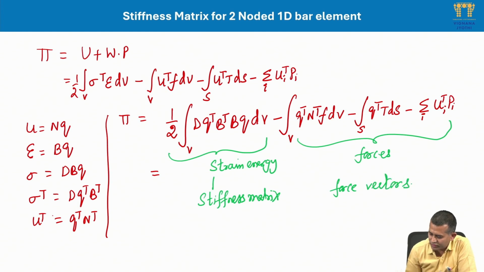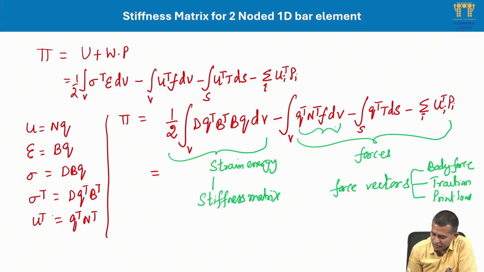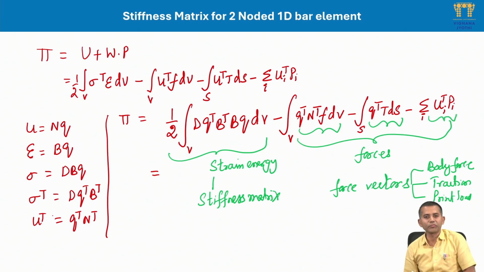So these force vectors will have, one is a body force, so you will get a body force vector, and you will have another, tractions, that means they are surface forces, and you have point loads. This expression will give you the body force, this expression will give traction, and this one will give you point loads, right? So now we'll consider this first term, that is the strain energy, and we'll try to find the stiffness from the strain energy.